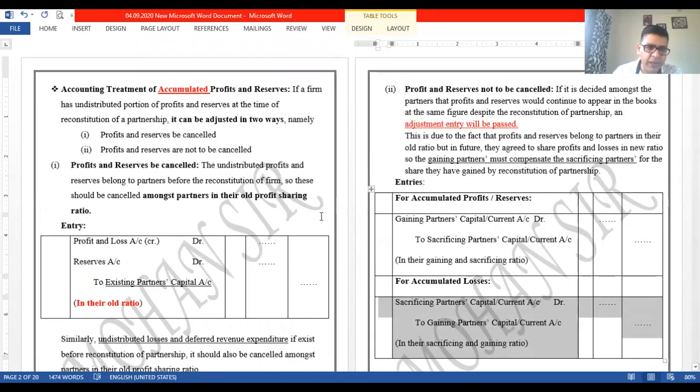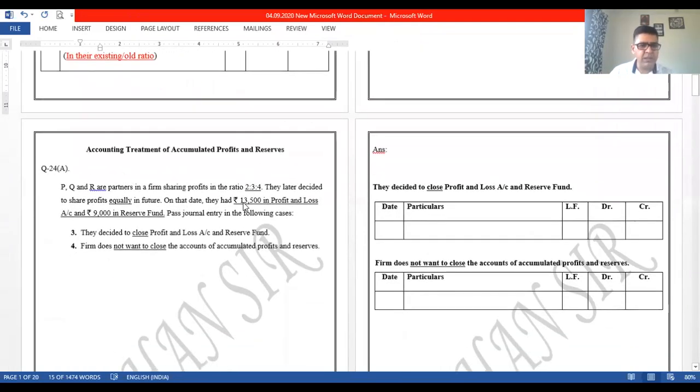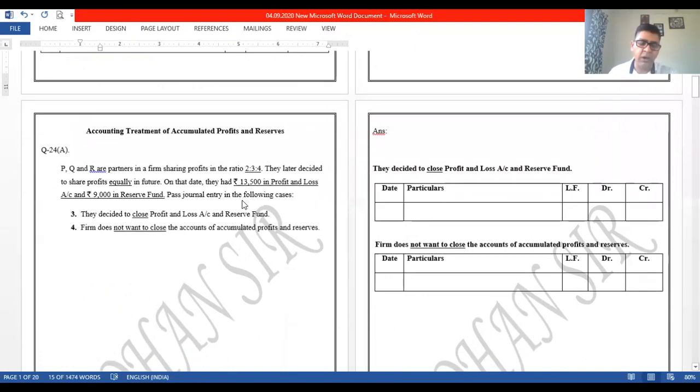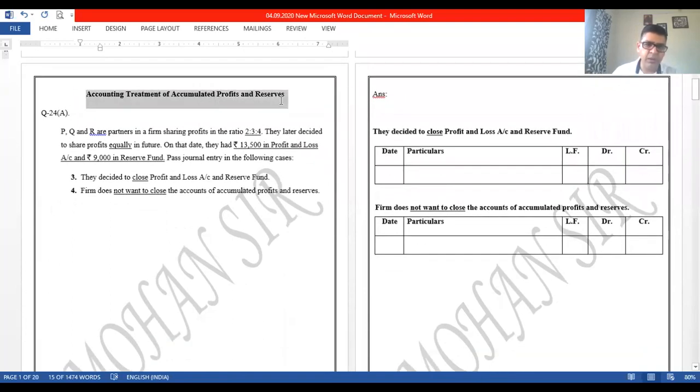So these are the 2 ways in which the amounts of profits and reserves are adjusted, right? One is to be cancelled, one is not to be cancelled. The things are in front of you. The sums are very easy, on the condition that the concept is there in your mind. Let us start with the sums. It is about the accounting treatment of accumulated profits and reserves.